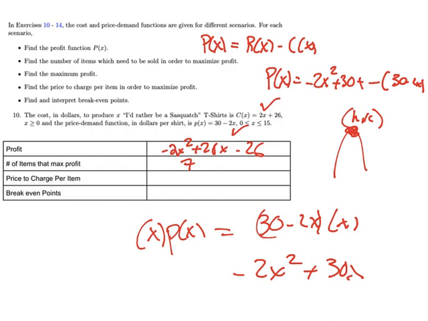And the price to charge per item, you're going to calculate p of 7. So p of 7, when I input that into my price demand function, whoops, 30 minus 2 times 7, that's 30 minus 14, which is $16. So I want to charge $16, and my break-even points, those are the x-intercepts, those occur at 1 and 13.